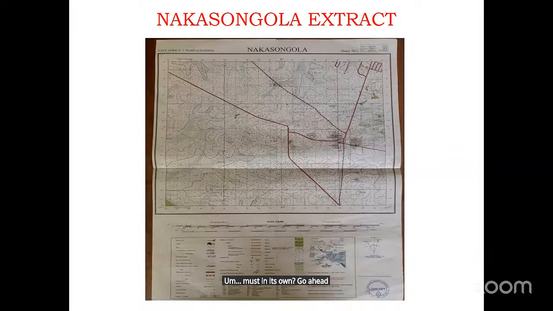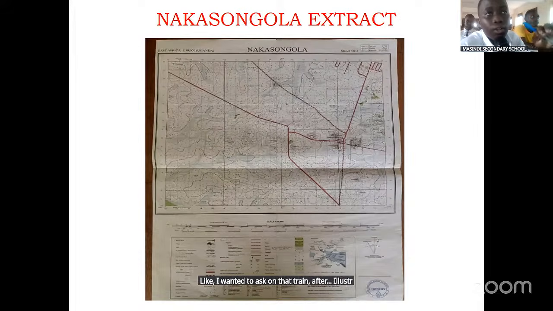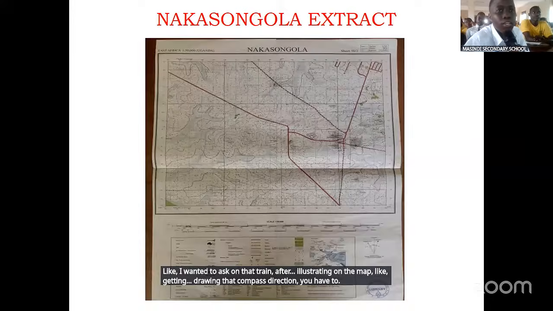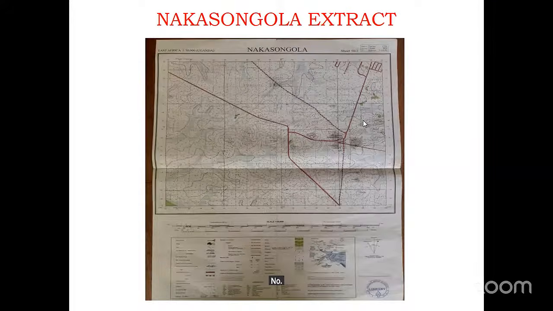I wanted to ask on the trend, after illustrating on the map, like drawing that compass direction. Do you have to take some notes, like you write down the notes about the trend, or you just leave everything like that? No. Trend is given in degrees.